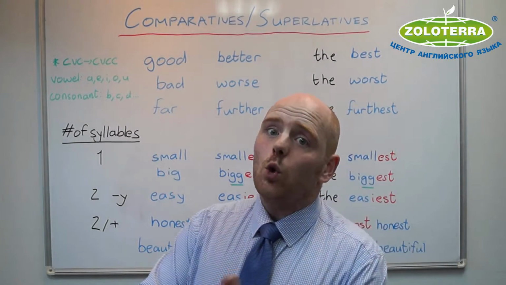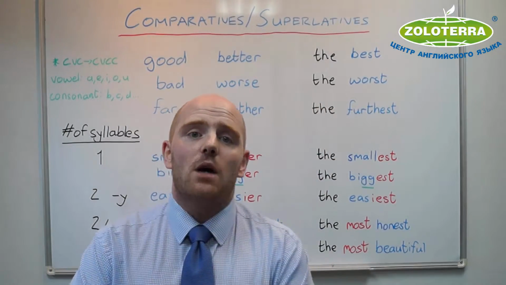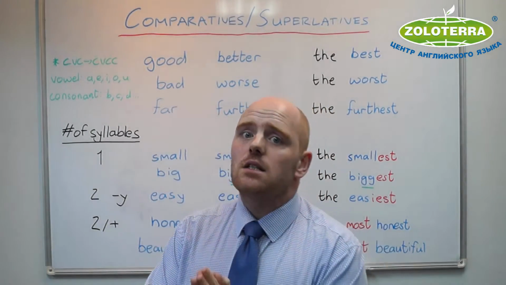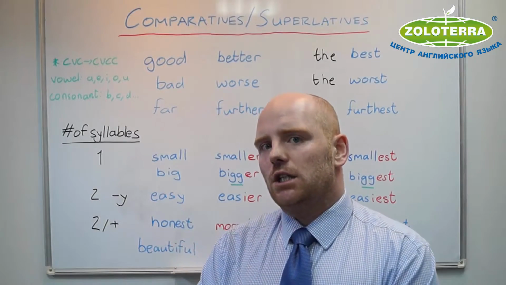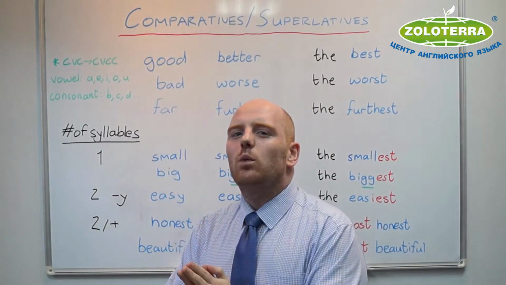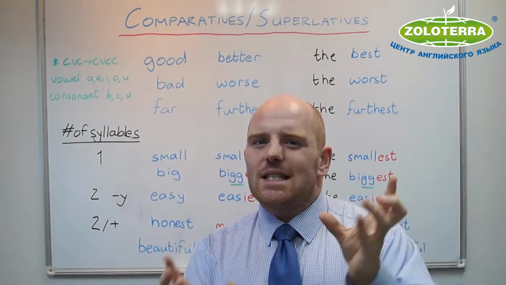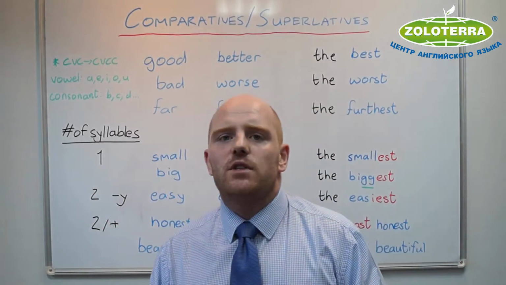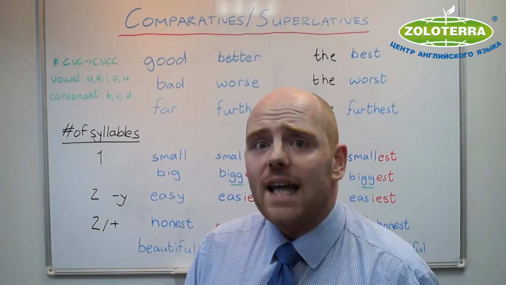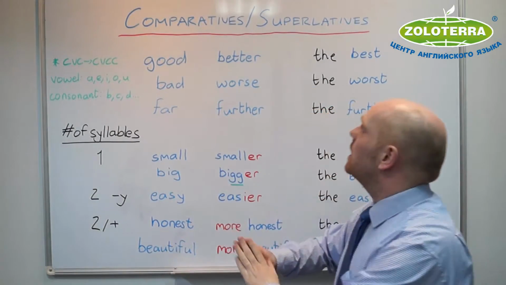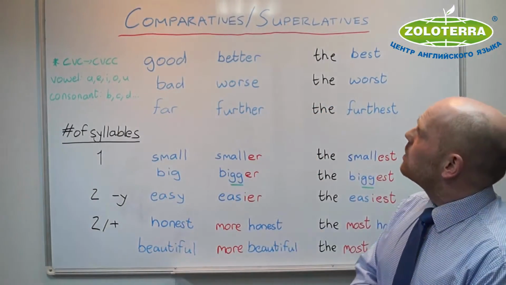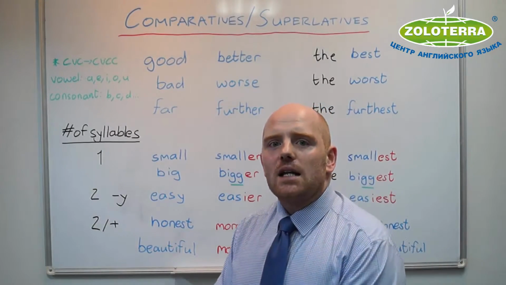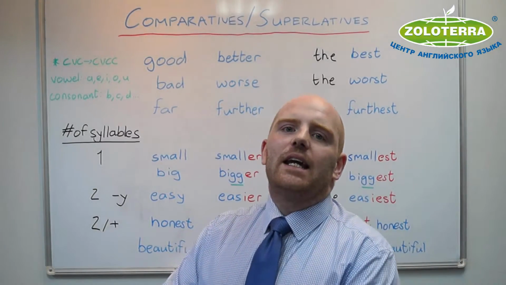And that is all you need to know about how to form comparatives and superlatives in English. In a future lesson, we will look at some structures and sentences, how we actually use comparatives and superlatives. But for today, this is all you ever need to know about forming comparatives and superlatives in English.